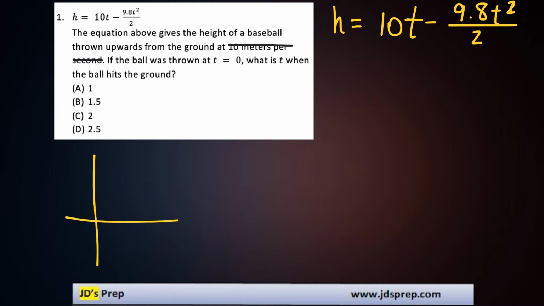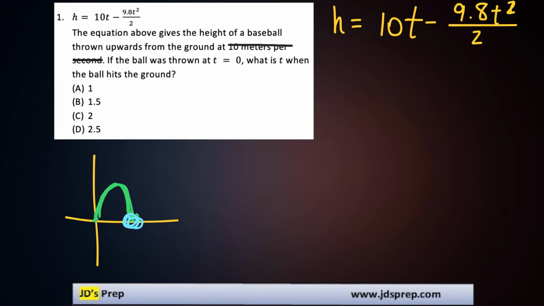One way to solve this problem would be to use your graphing calculator. You would type in this equation, replace t with x, and it would create a parabola. It would definitely be going through the origin, and it would look something like that. What you're looking for is the x-intercept right there. That would give you the answer.